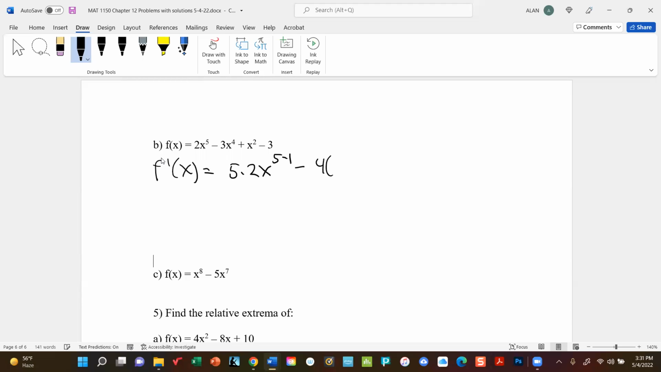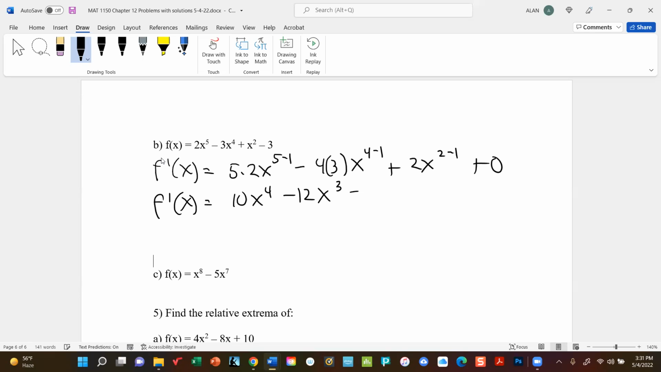minus 4 times 3x to the 4 minus 1 plus 2x to the 2 minus 1. And this last one is just 0. It's a constant. So we have 10x to the 4th minus 12x cubed plus 2x to the 1st, which means just 2x.